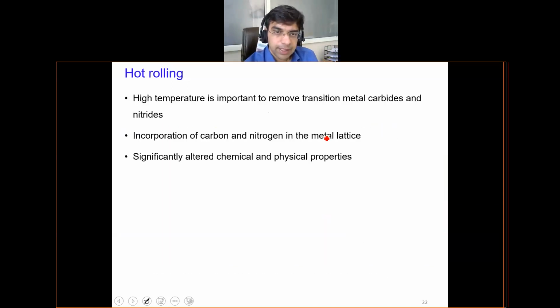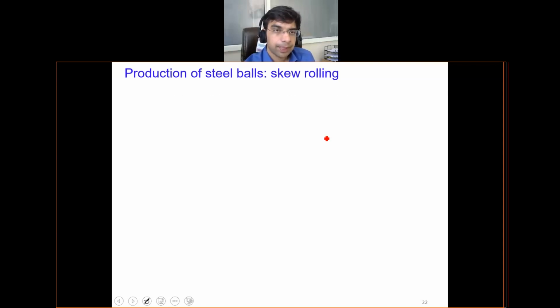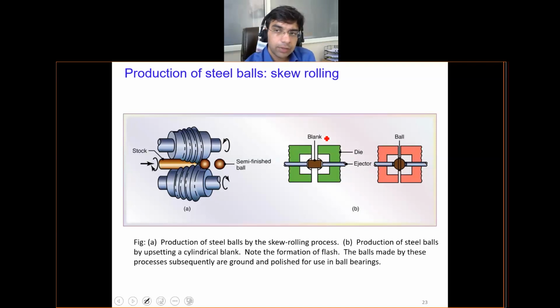So high temperature is also important to remove these metal carbides, and generally these types of processes also alter the chemical and physical properties because of the change in the grain structure. A finer grain structure gives a higher number of grain boundaries per unit volume, thereby impeding slip and increasing strength and hardness.